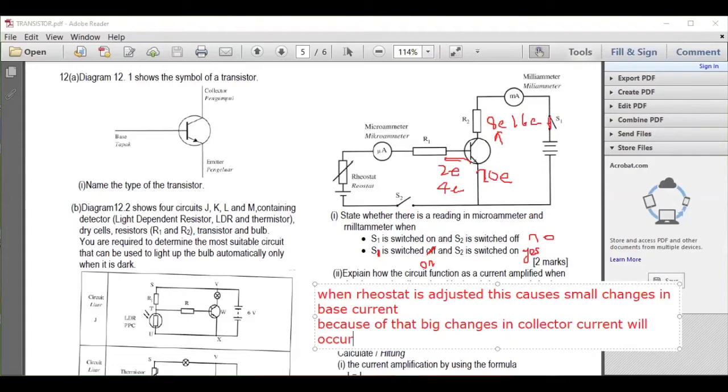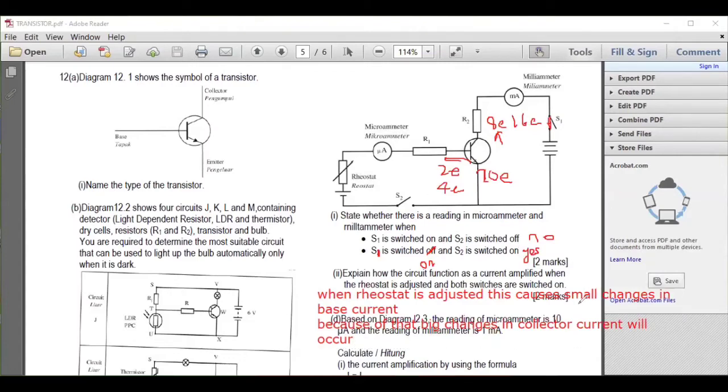When the rheostat is adjusted, this causes small changes in your base current. When you adjust the rheostat, maybe the number of electrons from emitter to base changes. Small changes from emitter to base produce big changes in collector. The keyword here: when you talk about an amplifier, you must have the small changes in base current, which produce big changes in collector current.